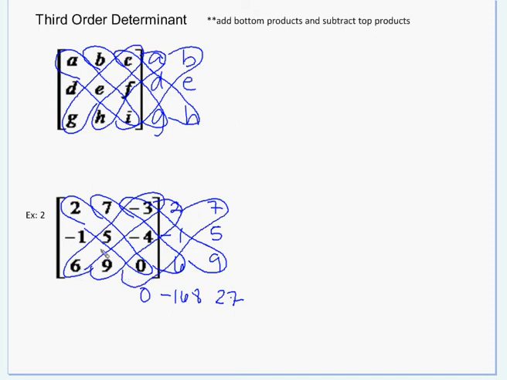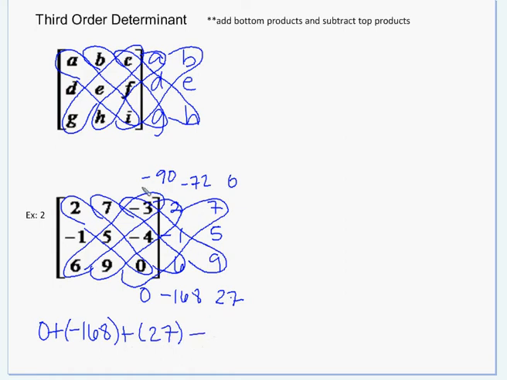So when we multiply 6, 5, and negative 3, we should get negative 90. Negative 4, 9, and 2 should give me negative 72. And then 0, negative 1, and 7 will give me 0. So what we're going to do is add the bottom products. So we're going to say, well, 0 plus negative 168 plus 27.